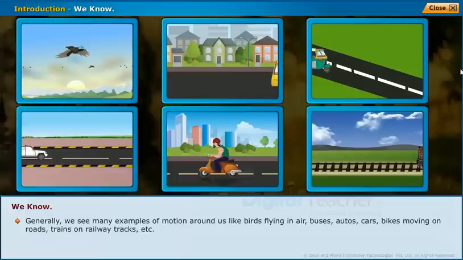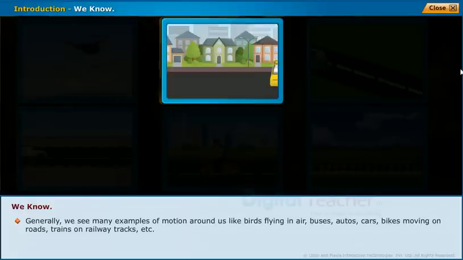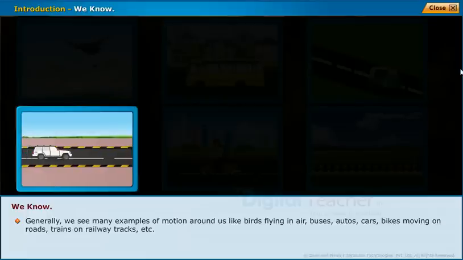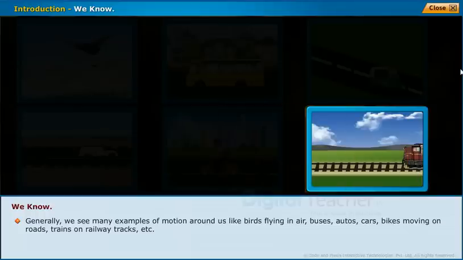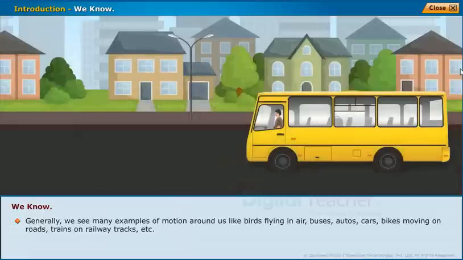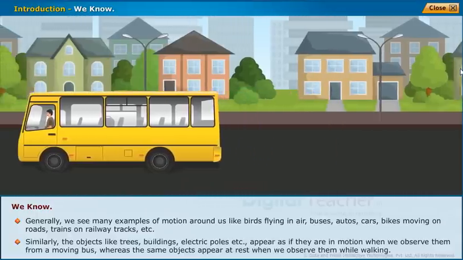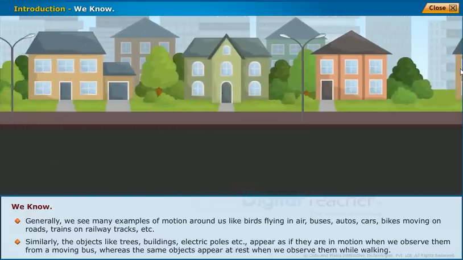Generally, we see many examples of motion around us, like birds flying in air, buses, autos, cars, bikes moving on roads, trains on railway tracks, etc. Similarly, the objects like trees, buildings, electric poles, etc. appear as if they are in motion when we observe them from a moving bus, whereas the same objects appear at rest when we observe them while walking.